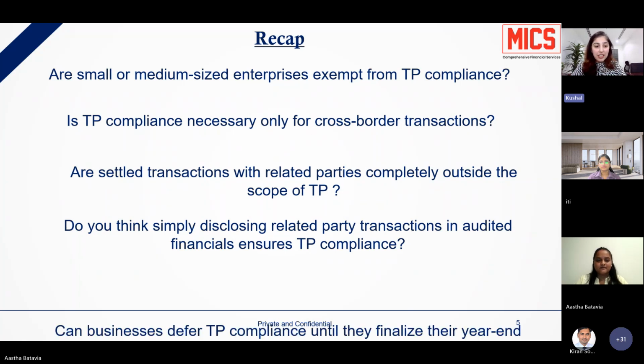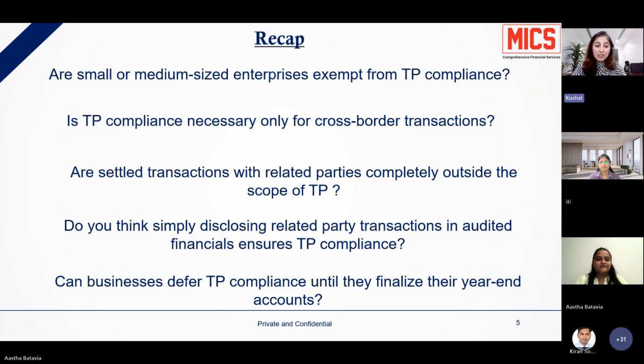Can we get the fifth myth, Astha? Can businesses defer TP compliance until they finalize their year-end accounts? I'm sure all of you must be in the process of finalizing the year-end accounts, and for those who have not done TP, it would have been a real pain now to get this done. So you have your answer: TP does get triggered when auditors ask you to give the financial statements, and that is when we realize we were supposed to do TP. But ideally, TP was to be done alongside your business and cannot be deferred until year end.